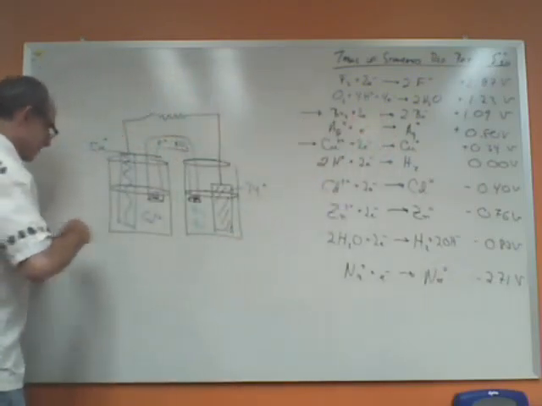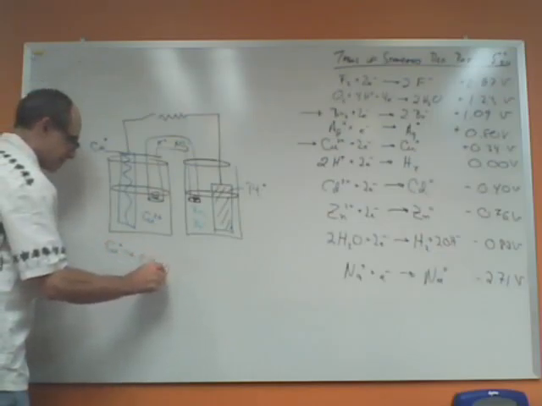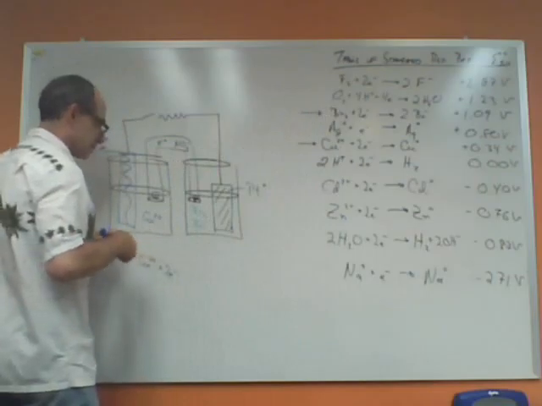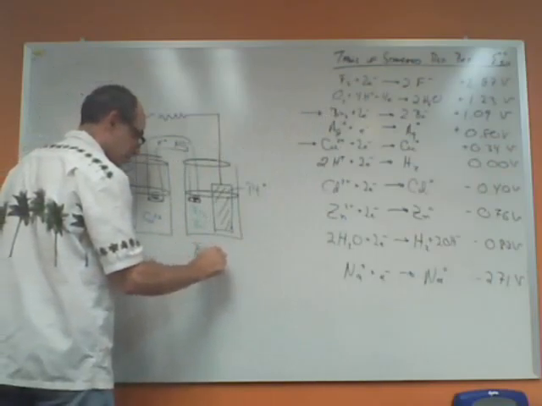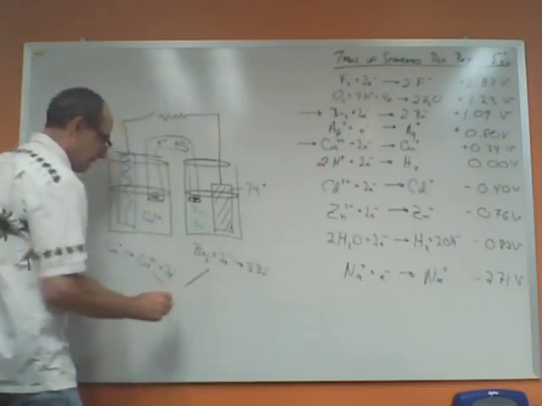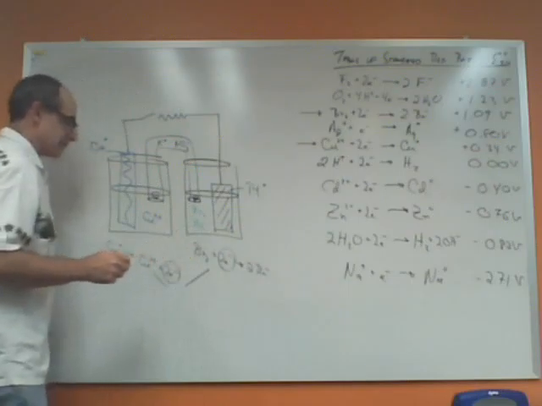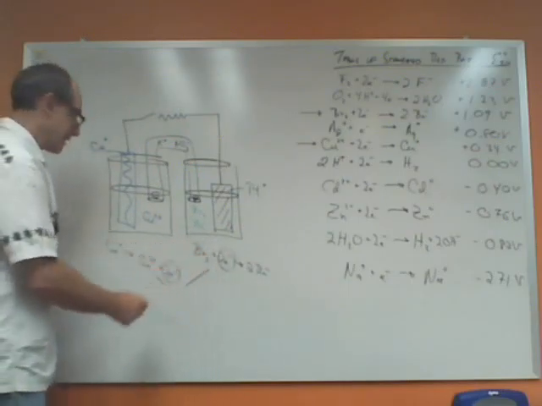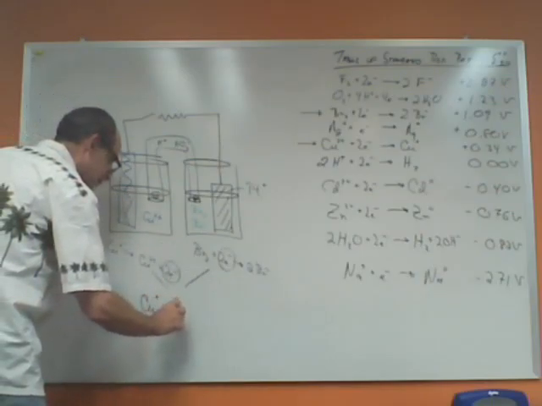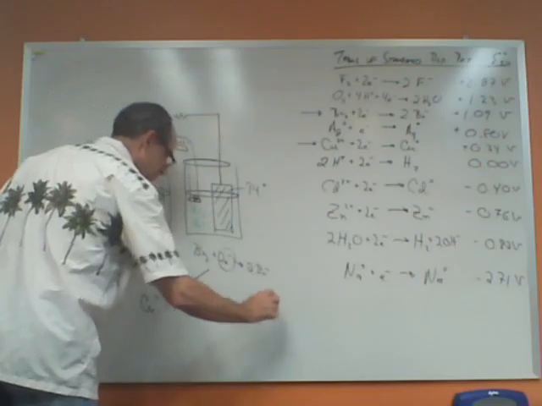The actual half reaction that would occur over here would be copper atoms losing 2 electrons to become copper ions. In this half cell, the reduction half reaction would occur, and we would see bromine molecules gaining 2 electrons to become 2 bromide ions. I could combine these two half reactions directly, and since the same number of electrons appear in both the oxidation and the reduction half reactions, they'll cancel, and I will get copper atoms reacting with bromine molecules to form copper 2 ions and 2 bromide ions.